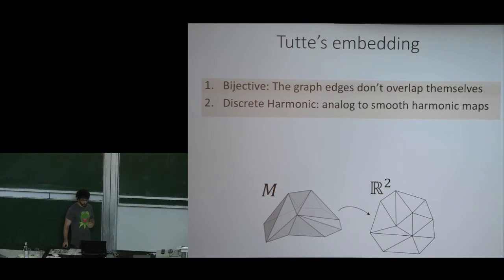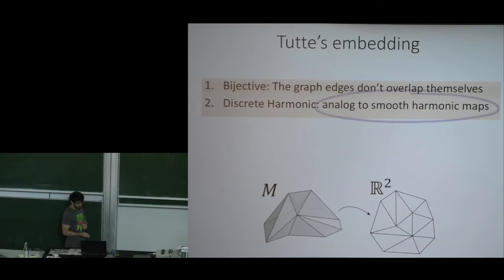And what's cool about this embedding is that, first of all, Tutte showed that the resulting embedding is bijective, meaning that the graph edges don't overlap themselves when you create this embedding, which is really not trivial. A lot of other embeddings you can try will very quickly begin to overlap themselves. And secondly, what's cool is that this mapping is discrete harmonic, which is an analog of a smooth harmonic.